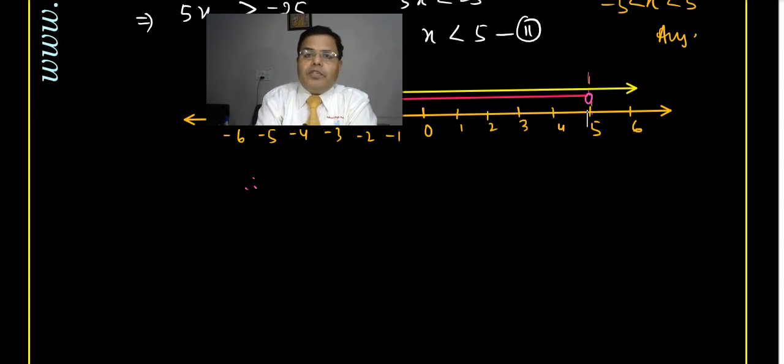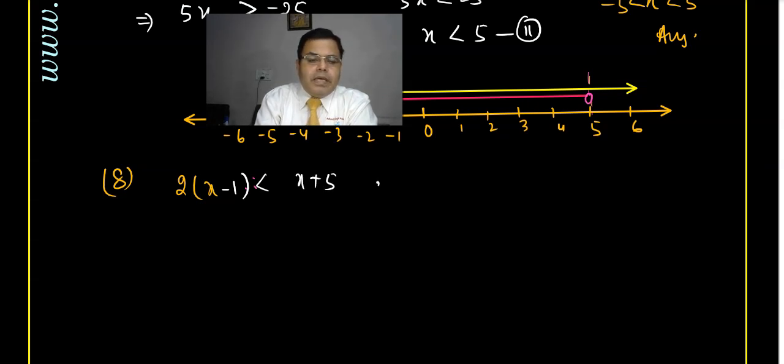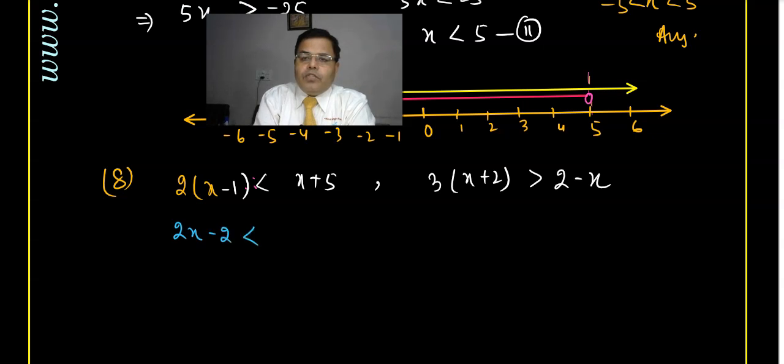Now we have question number 8, and question number 8 is that 2 times of x minus 1 is less than x plus 5, and the second inequality is given that 3 times of x plus 2 is greater than 2 minus x. These are the two inequalities. We can solve them independently, that is 2x minus 2 is less than x plus 5. X will come this side, 2x minus x will be there, and 2 will come this side, so 5 plus 2, x is less than 7.